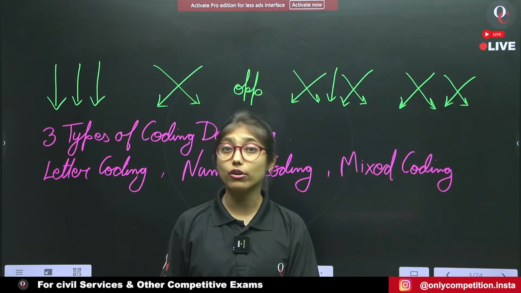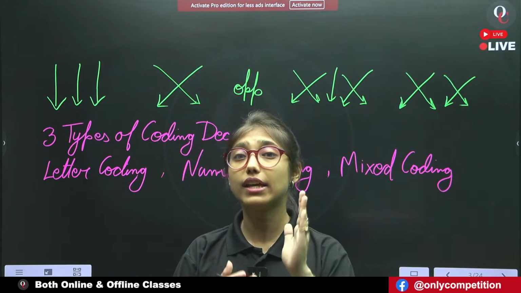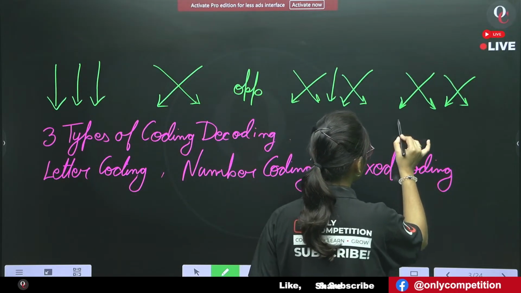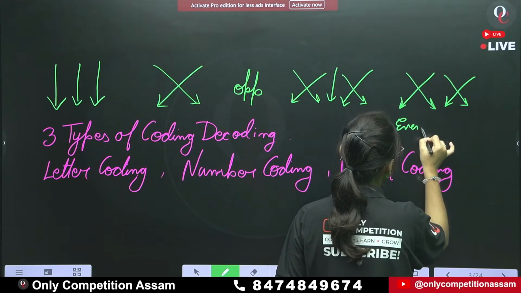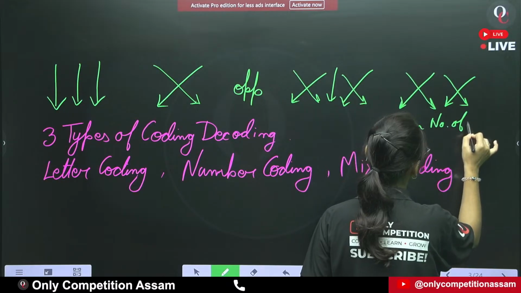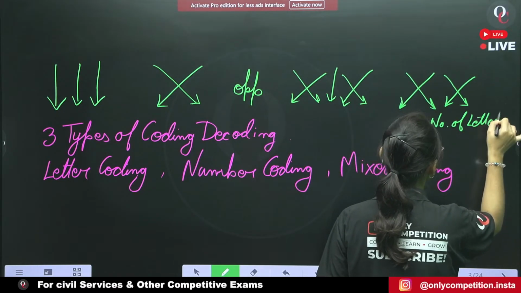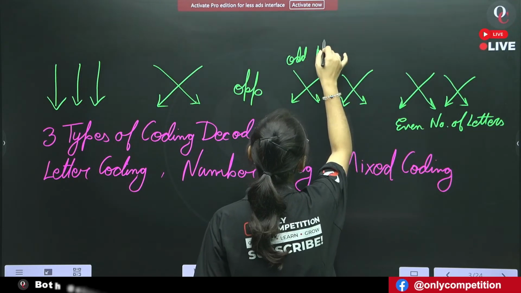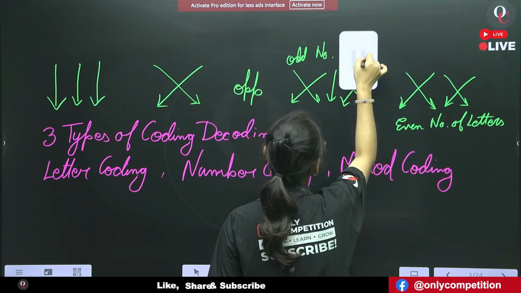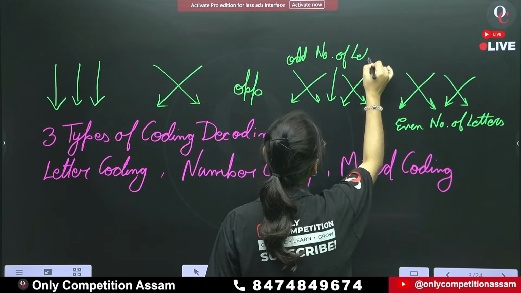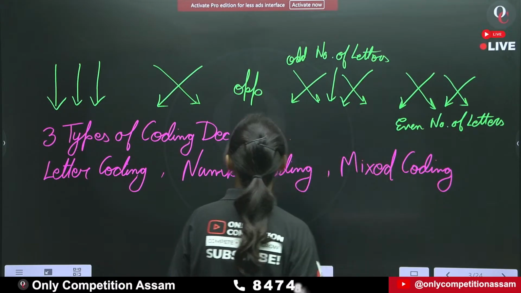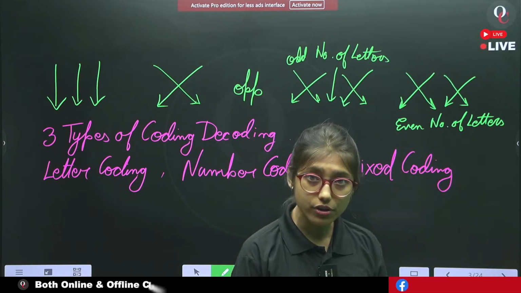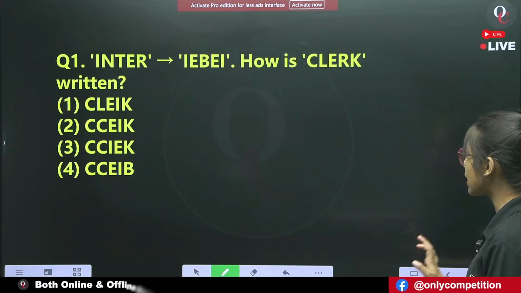The last two patterns are only used according to the number of letters. For example, the last pattern is used for an even number of letters, and the second last pattern is used for an odd number of letters. That's it. These three we will practice in today's class, and these two are also very important. So let's start with the first class.